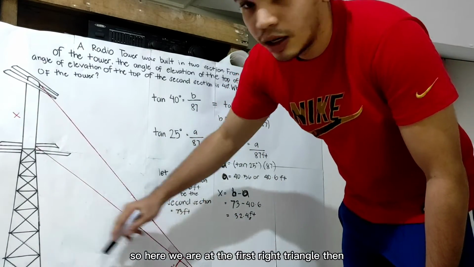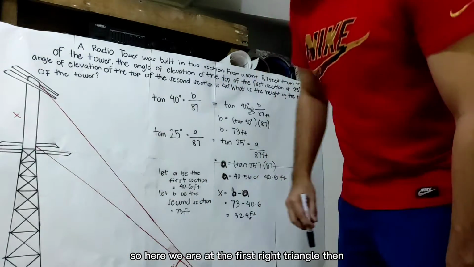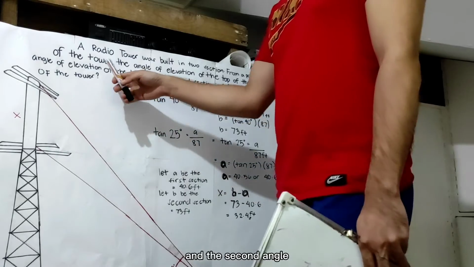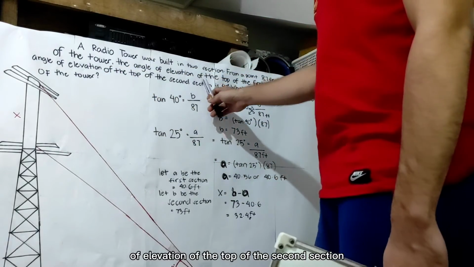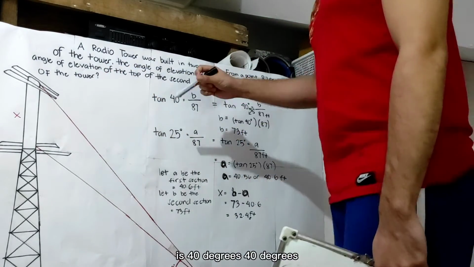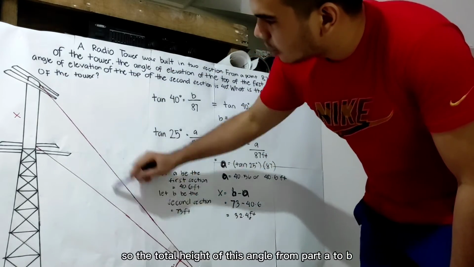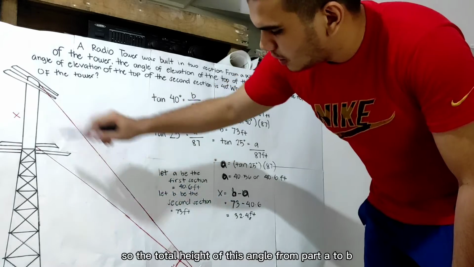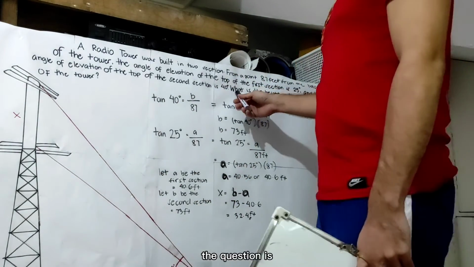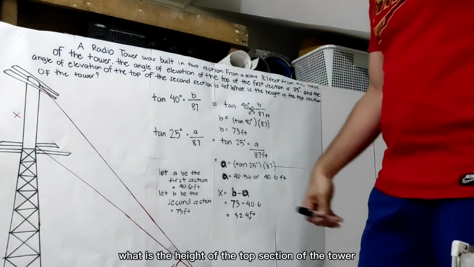So here we are at the first right triangle. Then the second angle of elevation, of the top of the second section, is 40 degrees. So the total height at this angle, from part A to B, is 40 degrees. The question is, what is the height of the top section of the tower?